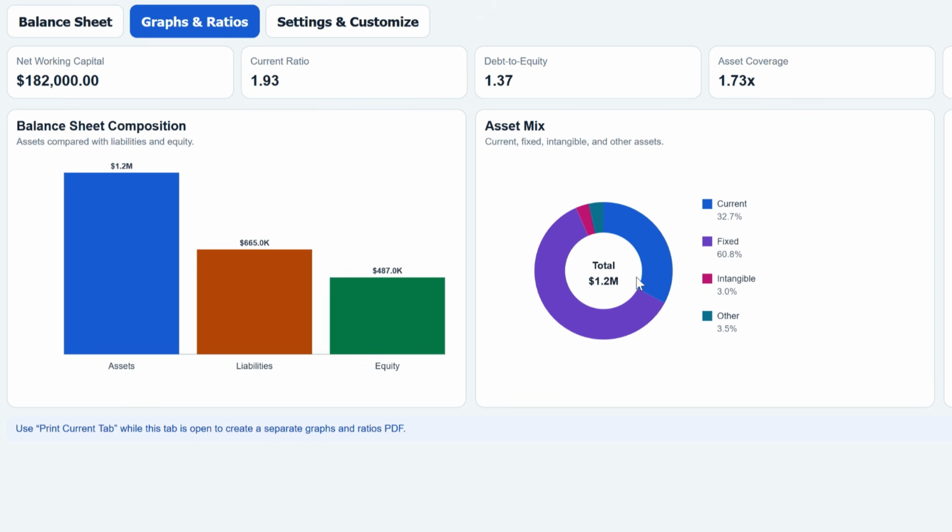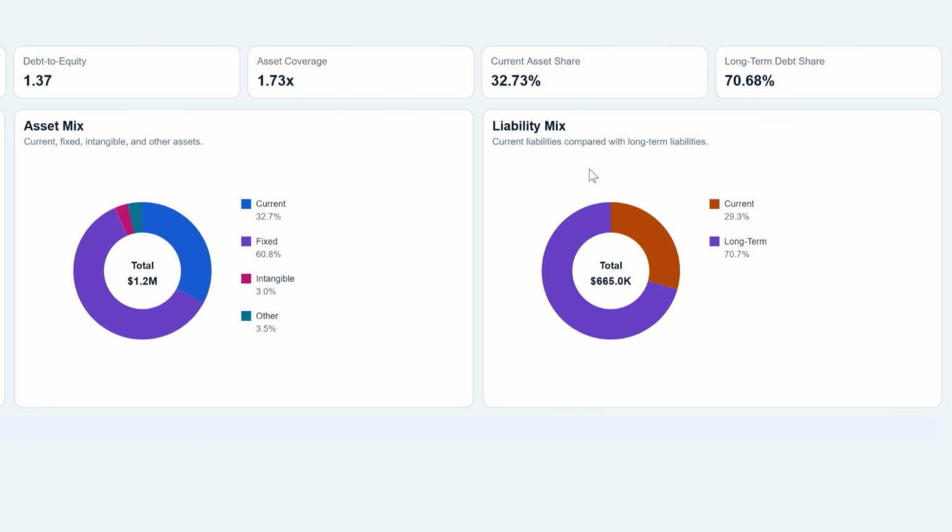The next chart displays the asset mix. Instead of showing one total asset number, it separates assets into current assets, property, plant, and equipment, intangible assets, and other long-term assets. The application then displays the liability mix. This chart compares current liabilities with long-term liabilities. Immediately, we can see that most of the company's obligations are long-term rather than short-term.